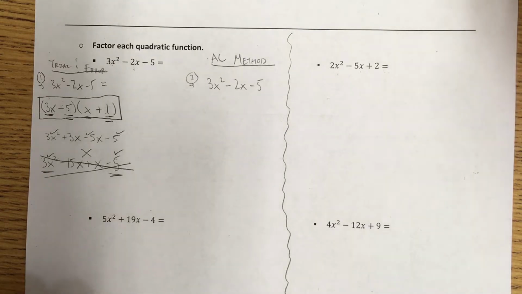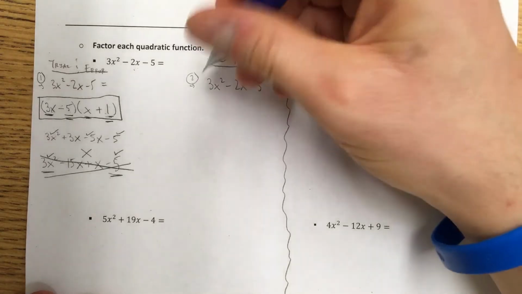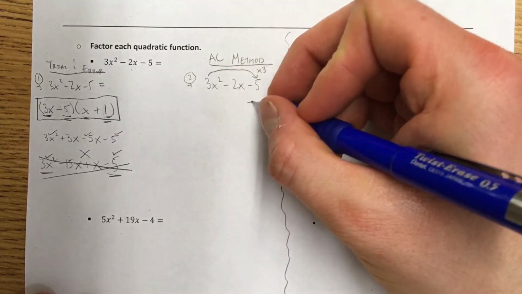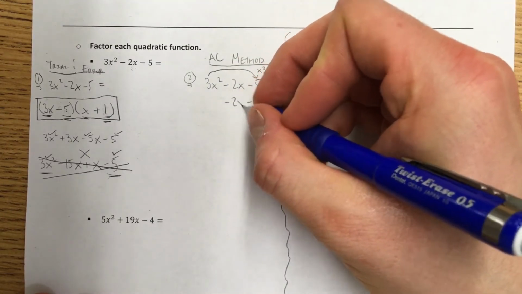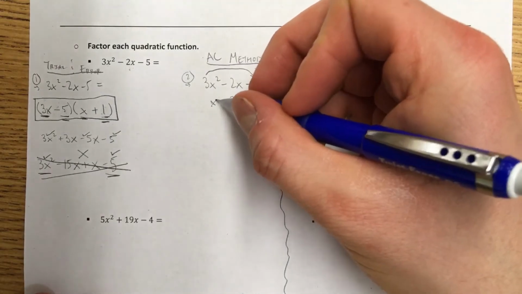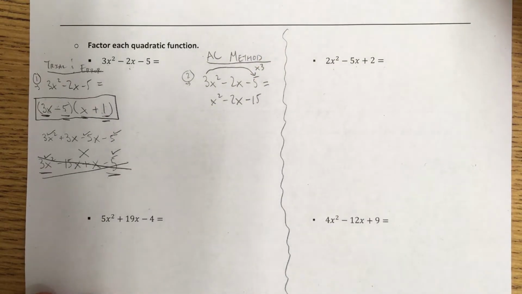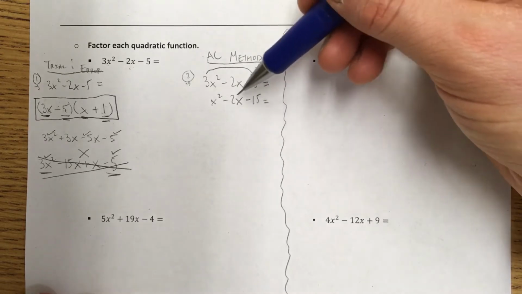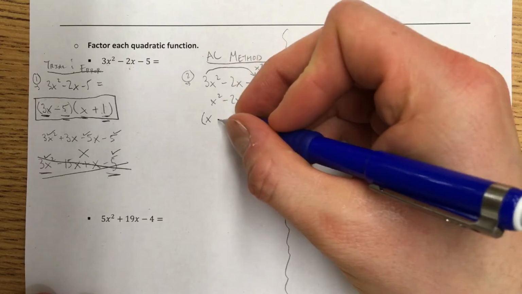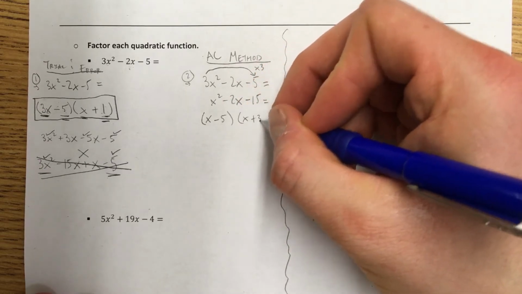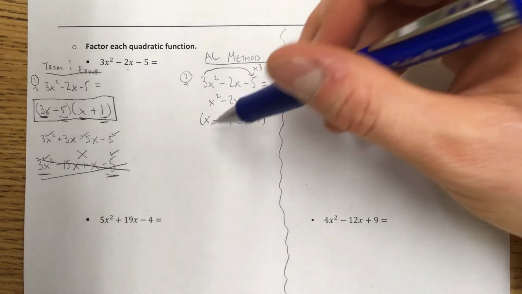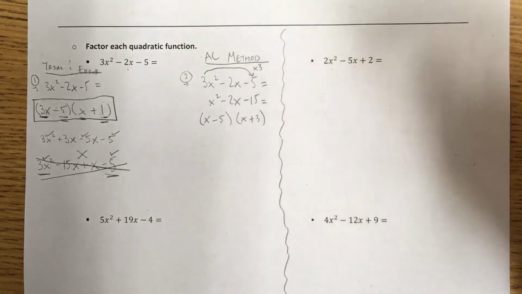What the AC method says is I take the A value, which in this case would be 3, and I multiply it by the C value, which in this case would be -5. When I do that, this would become -15. Everything stays the same, but this 3 disappears. Now I have a quadratic that we can factor like on the front page. Find two numbers that multiply to give us -15. Those same two numbers add to give us -2. That would be -5 and +3. -5 times 3 gives you -15. -5 plus 3 gives you -2.